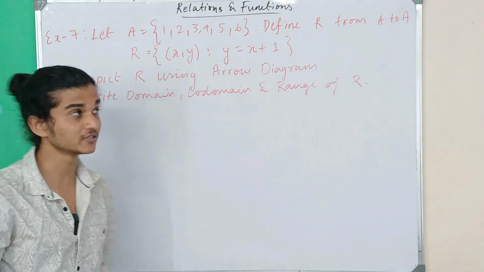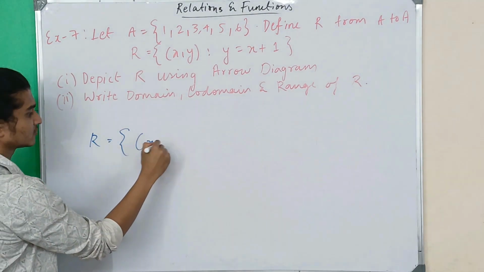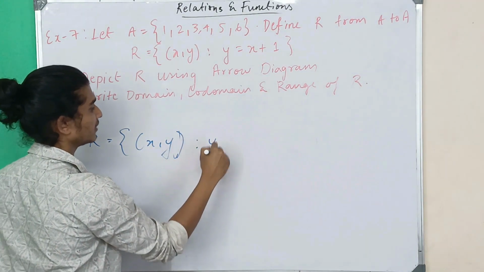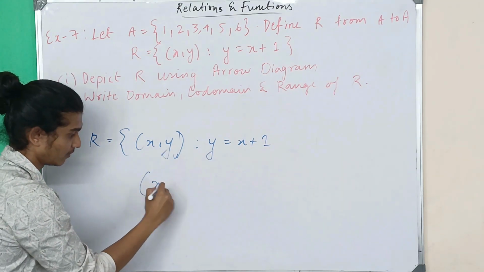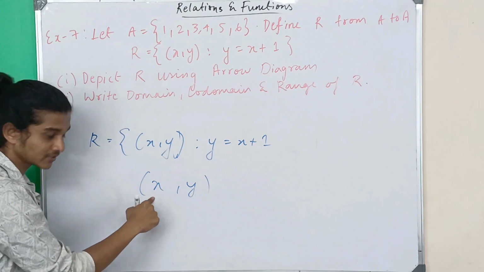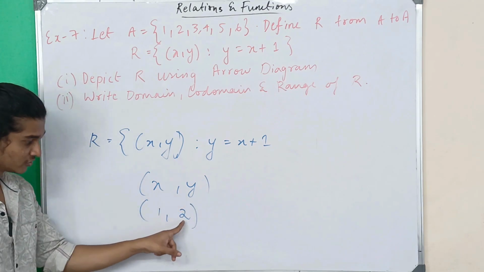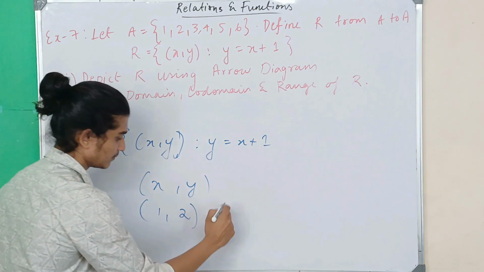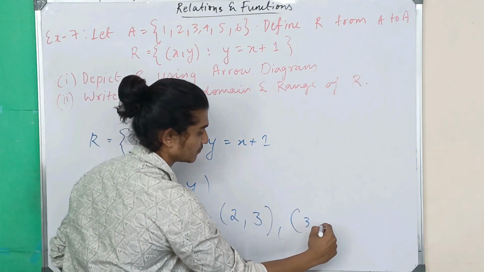And then representing it in the form of arrow diagrams. So the relation is framed like this: (x, y) such that y equals x plus 1. So basically your second number in the ordered pair should be one more than the first. For example, if this is 1, this should be 2. If I say 2, this should be 3. If I say 3, this should be 4.